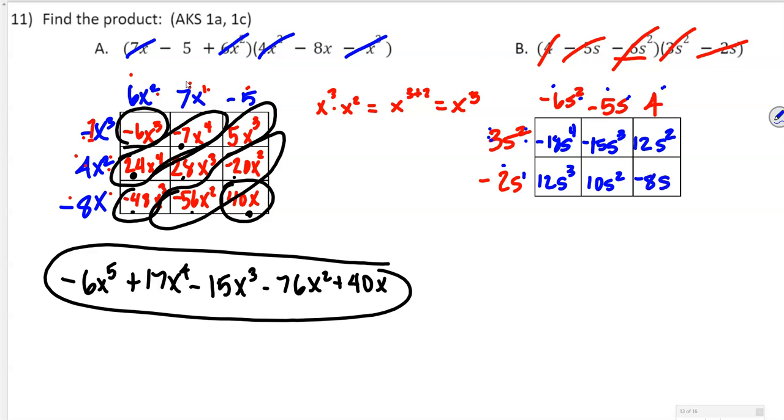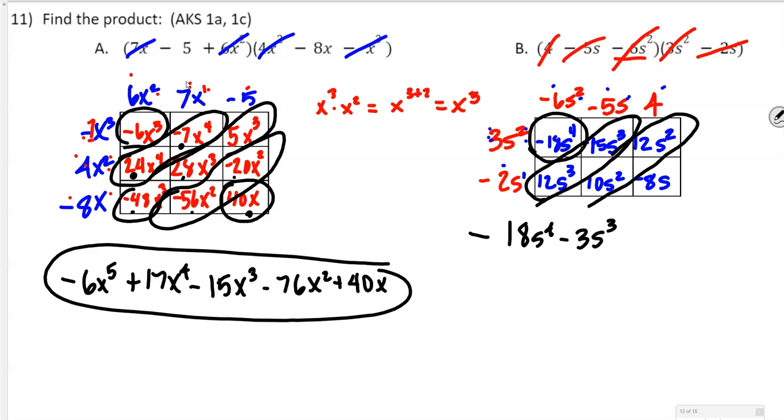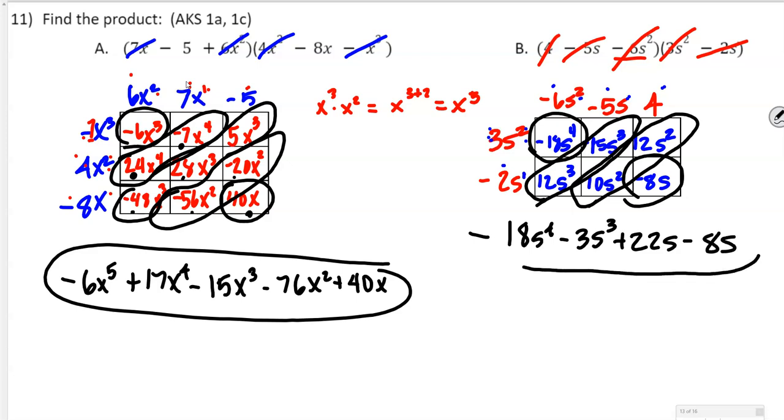Okay, so do you guys see our like terms again? So we got this one. There's nothing like it, right? Negative 18 s to the 4th. Then we got our like terms right there. So we got a negative 15 and a positive 12. So that's going to give us negative 3s to the 3rd. Then we've got a 12 plus a 10. So that's going to give us plus 22s. And then we got the standalone term again, negative 8s. So there's our answer for that one.